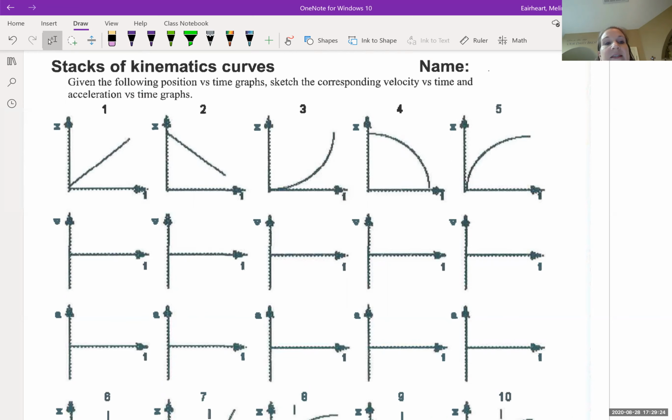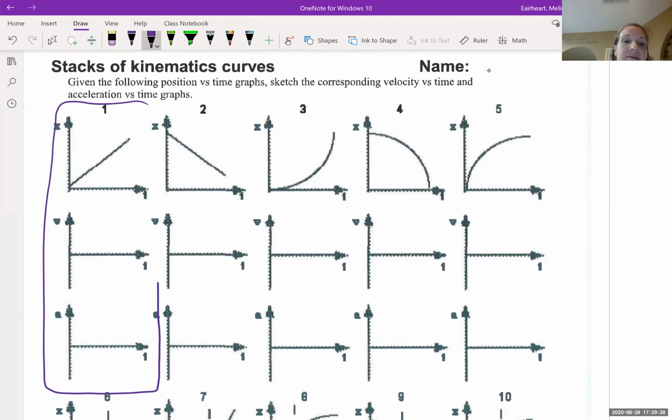So on page 16, we've got problems that are actually vertical stacks, okay? You are given position graphs, so we know something about position. And we have these blank velocity and acceleration graphs. So these problems are in vertical stacks. Our job is to sketch in the velocity and acceleration.